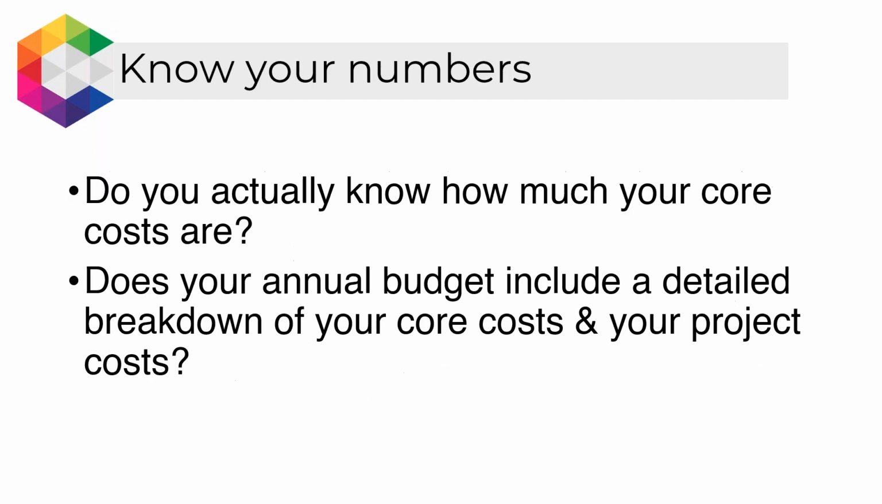The other thing that you need to do before you can really start looking into this is knowing your numbers. So do you actually know how much your core costs are? Can you break them down into worst case scenario core costs? Does your annual budget include a detailed breakdown for those core costs and your project costs, or is it all bundled into one? Making sure that you're really aware of these costs helps you to know where you're going to have to look, how much of a challenge you've got to raise, and it can help you to revise them. Or some of your core costs, can they be put into project costs? We'll look at that a little bit later on as well.